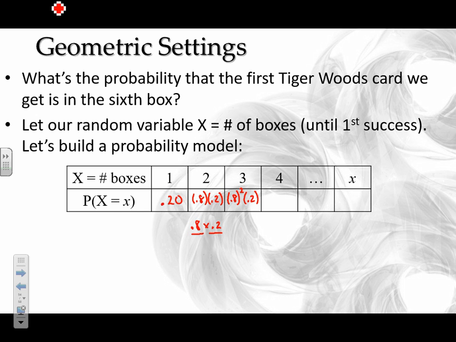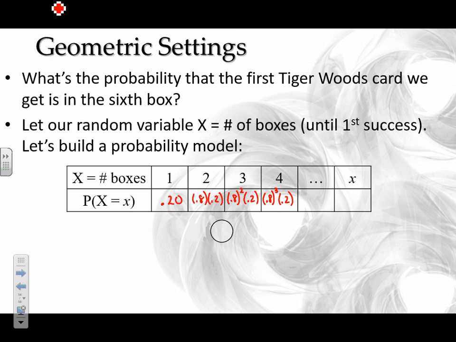Probability that I find him on the fourth box, what will have happened? Fail 3 times, and then succeed on the fourth. So now I have 3 fails, 0.8 times 0.8 times 0.8, and then a success. Starting to see the pattern here?